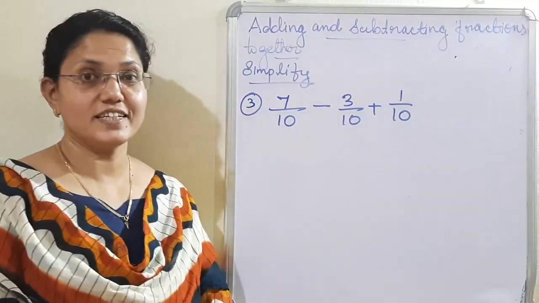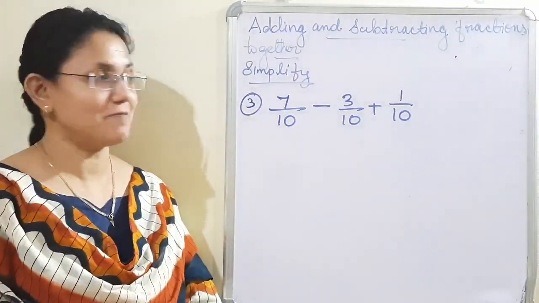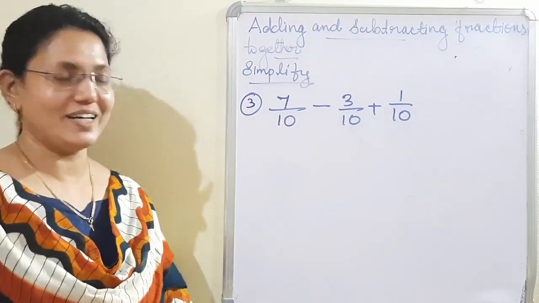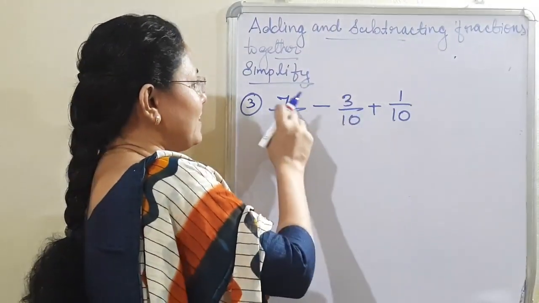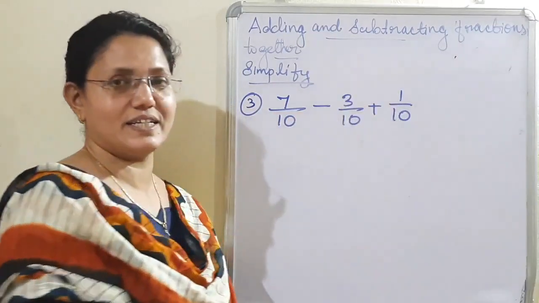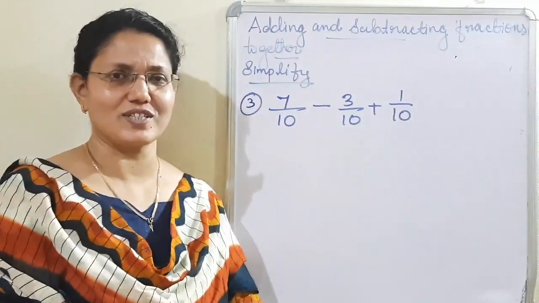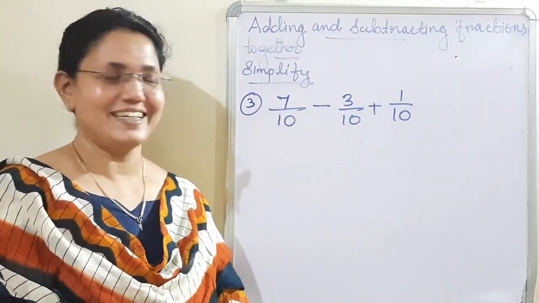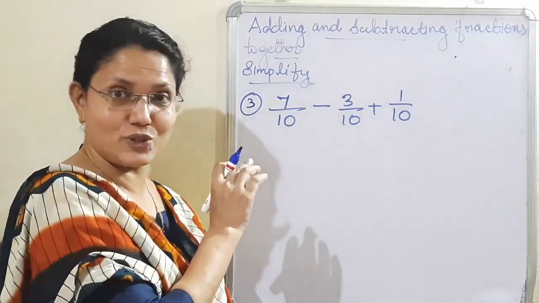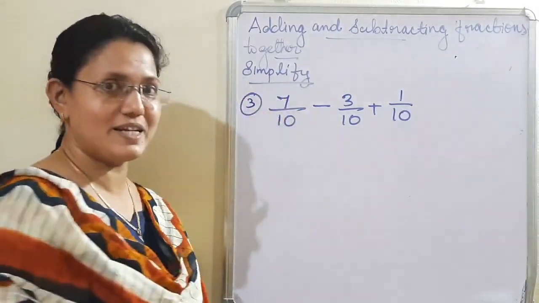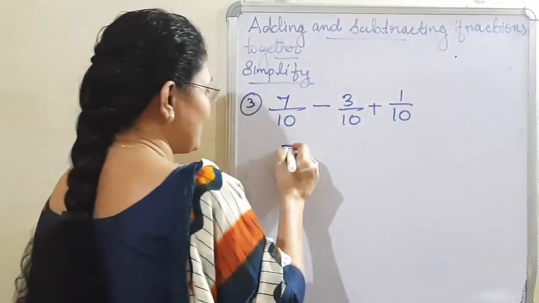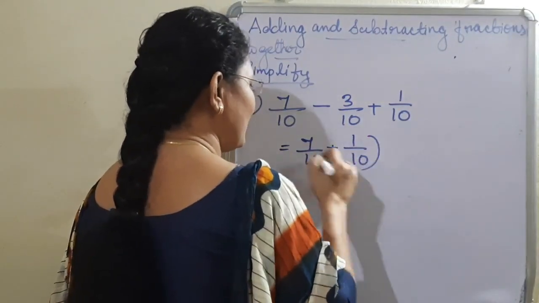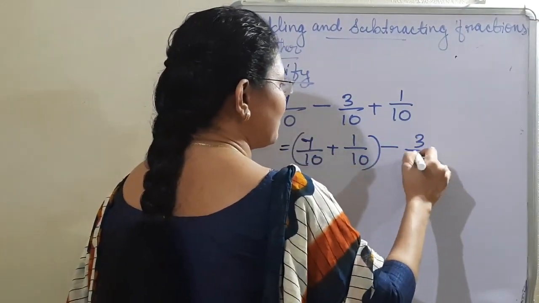Okay, dear children, the third question is 7 by 10 minus 3 by 10 plus 1 by 10. Here you know that you have to subtract 3 by 10 from 7 by 10, then add 1 by 10. Which calculation do we have to do first? Yes, addition. Which fractions should we add? Yes, 7 by 10. I already told you that a fraction without a symbol is considered as addition only. So it is 7 by 10 plus 1 by 10. From this you have to subtract 3 by 10.